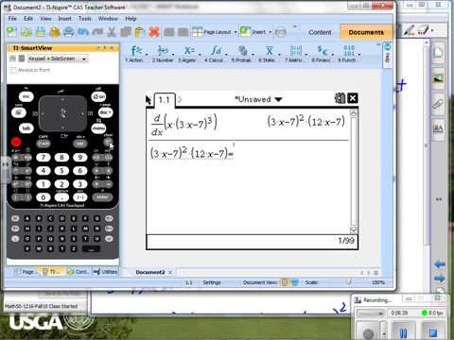Yeah, Peter? Why do you get an error if you don't put in the multiplication sign? Did you get an error? Yeah. Okay.